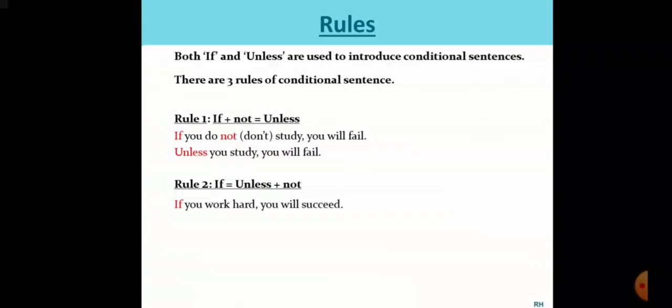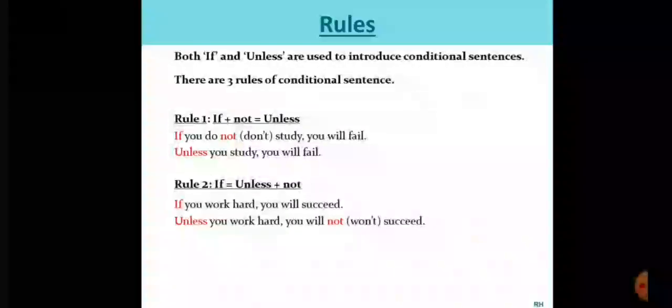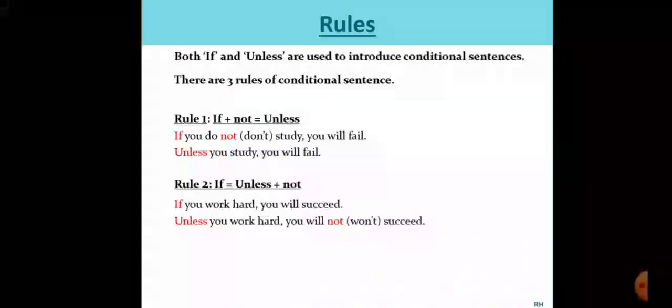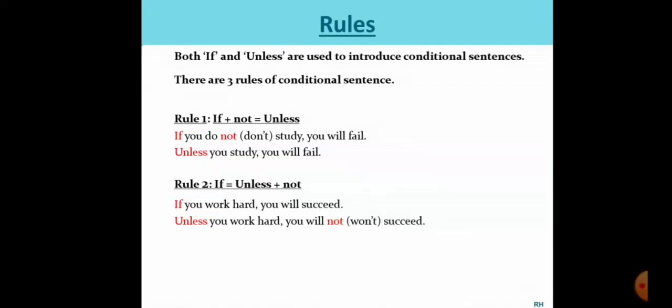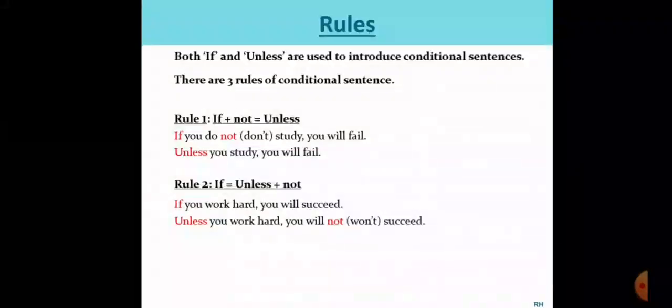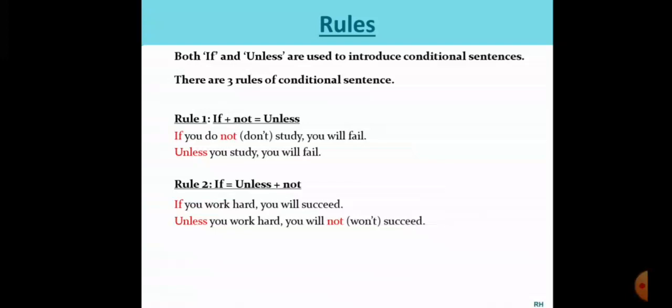If you work hard, you will succeed. This is a positive statement. So: unless you work hard, you will not succeed. We will change in the latter half. In the next sentence, we will add the word "not" with the verb. With the auxiliary verb, "will not succeed" in the next sentence. "Will not" will become "won't".